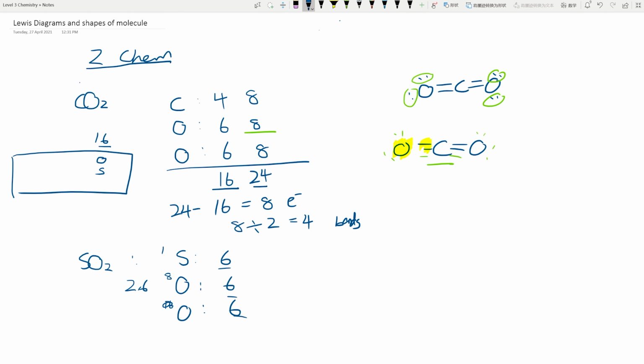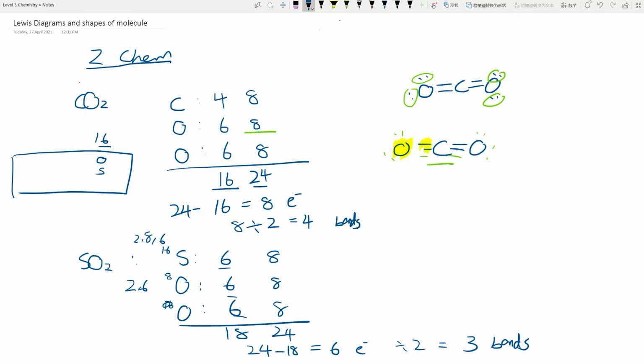For sulfur, which is 16, the electron arrangement is 2, 8, 6. So you can do the long way, but you don't need to. Okay, so this needs 8, this needs 8, this needs 8. So right now it has 18, it needs 24. 24 take away 18, that's going to be 6 electrons. 6 electrons divided by 2 is going to give us 3 bonds.